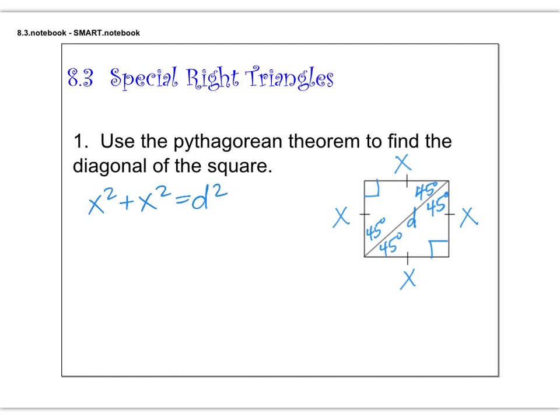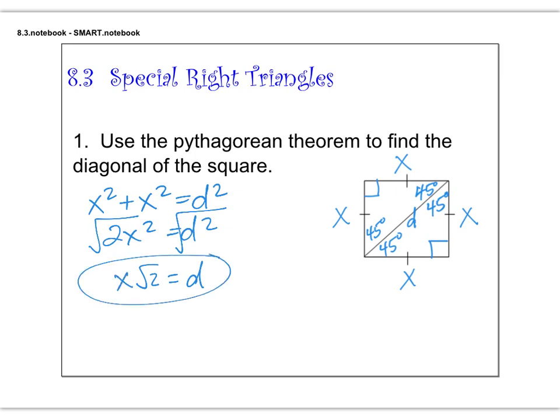If I have x squared plus x squared, that's really 2x squared. And then if I wanted to simplify this and try to find the length of the diagonal, I would have to take the square root so that I would wind up with just plain old d. Well, the square root of 2 is not a very nice number, so I'm just going to leave that under the radical sign. The square root of x squared is x.